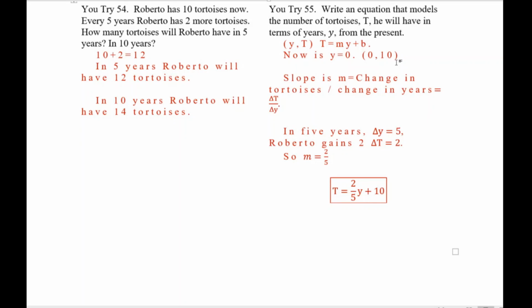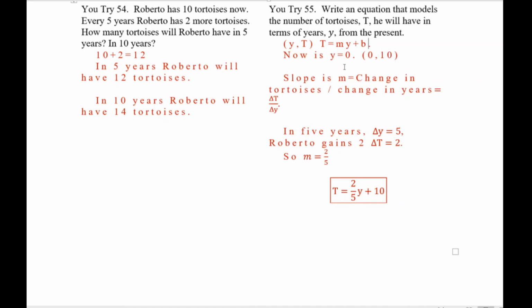We will have to pay special attention to the fact that y now is my first coordinate, when it usually is the second coordinate. So to find my t-intercept, the vertical intercept, we need to make the first coordinate y equal to 0. Y equals 0 represents 0 years from now, which would be the present. And currently, Roberto has 10 tortoises. So when y equals 0, t should be 10. Little b, then, is the number 10. All we now need to do is find slope.